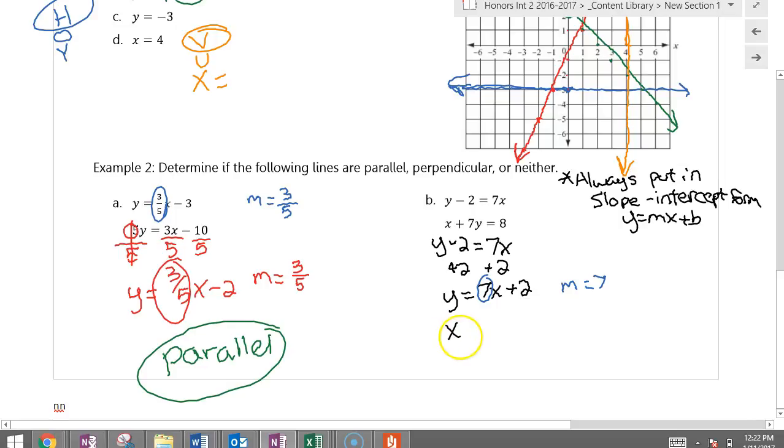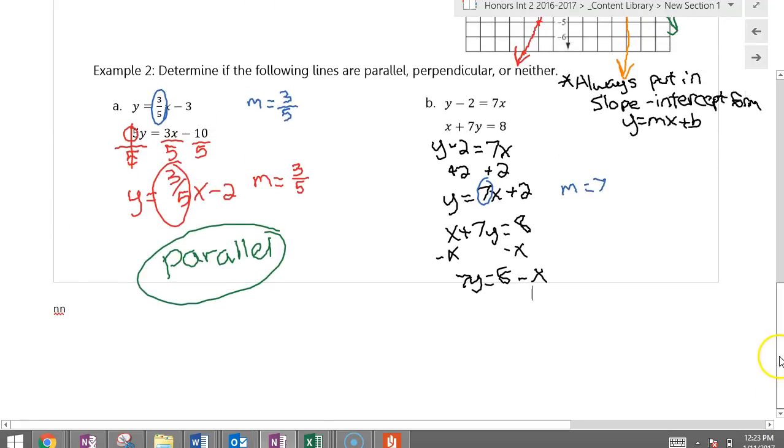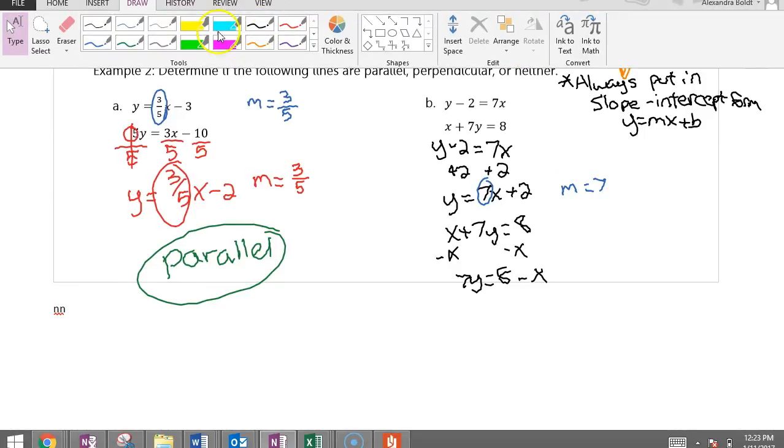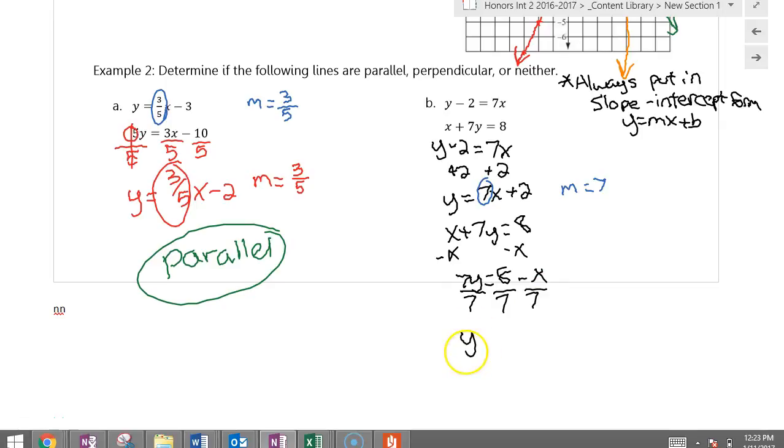Looking at the second part, x plus 7y equals 8. The first thing I have to do is move that x. I'm going to subtract x from both sides. 7y equals 8 minus x. And then I'm going to divide everything by 7. So y equals 8/7 minus 1/7 x, because technically that's a 1x.